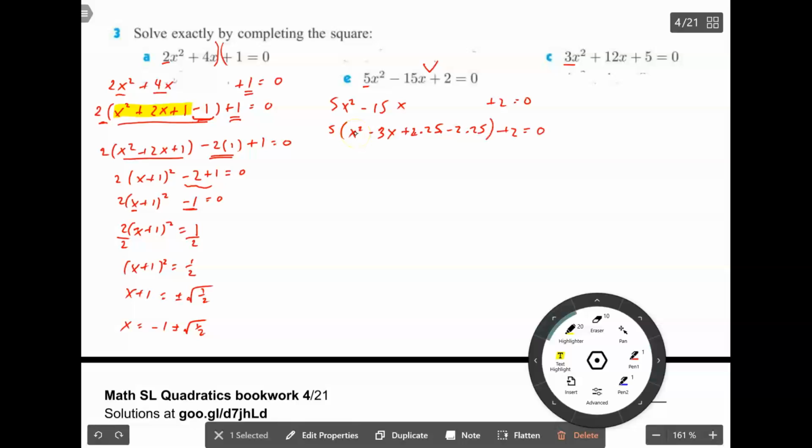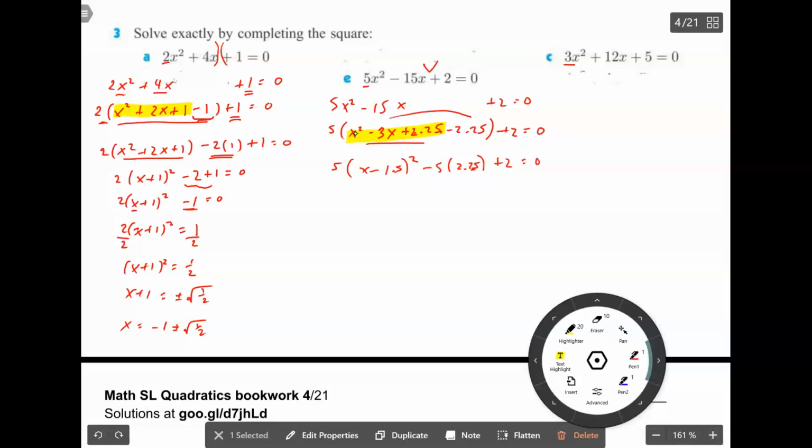Now we're going to group together just the first 3 terms in the parentheses, and we are going to factor that. And then the 5 is going to be distributed to the second term also. So first we're going to put 5, and then we're going to factor that. So we get x plus half of 3, which is negative 1.5, right? Because it's -3, half of -3 is -1.5. Negative 1.5 is quantity squared. And then we have minus 5 times 2.25 plus 2 equals 0.